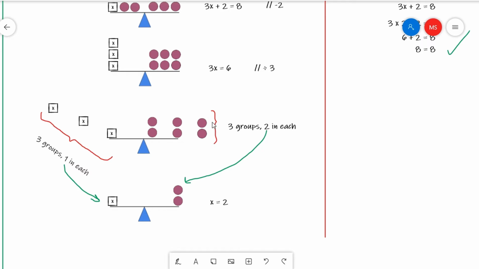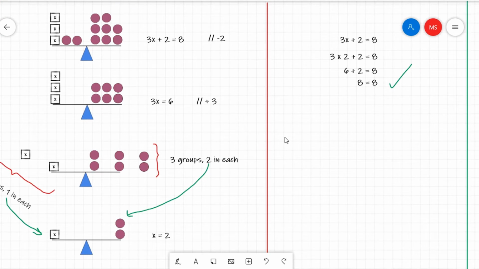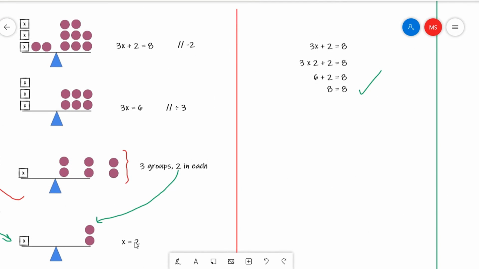Well, there are 2 in there, and that's what ends up on this side. And once again, our solution is that x equals 2. Now, as a good habit, we need to always check our work, so I've done that up here. I've taken the solution of x is 2, and I've substituted it into the variable here. So I now have 3 times 2 plus 2 equals 8.